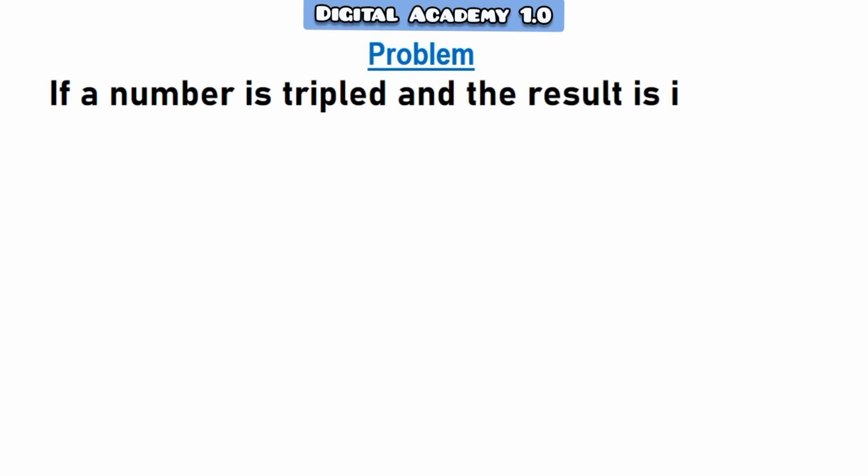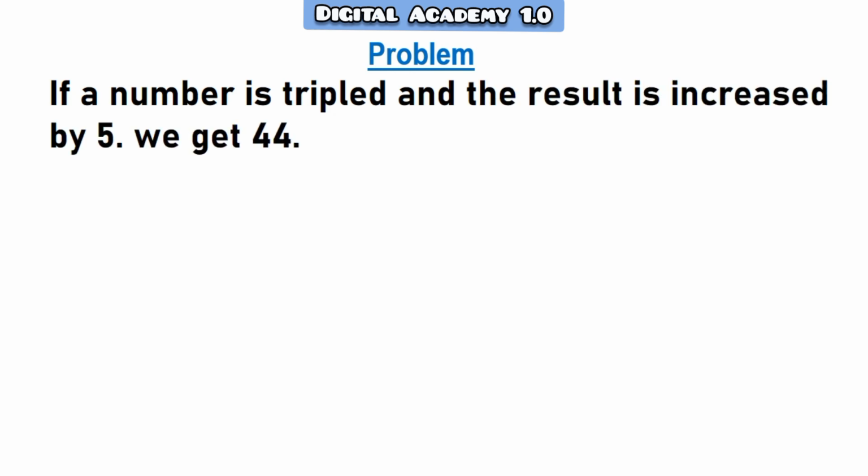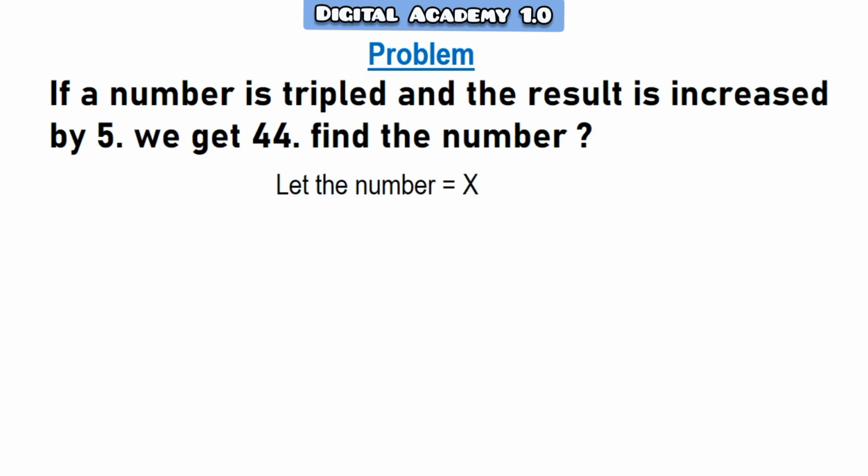Problem 1. If a number is tripled and the result is increased by 5, we get 44. Find the number. Let's solve step by step. Let the number equal x. Triple of a number equals 3x. So, 3x + 5 = 44.